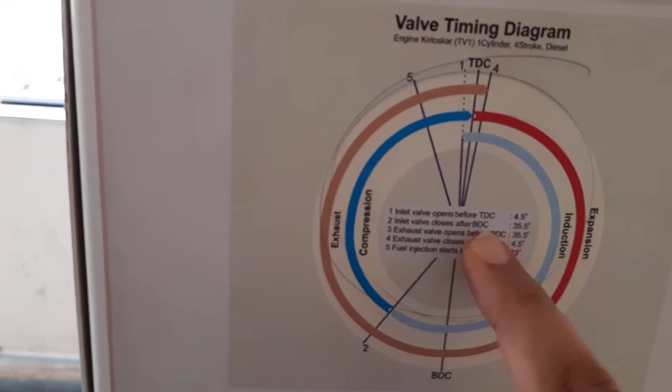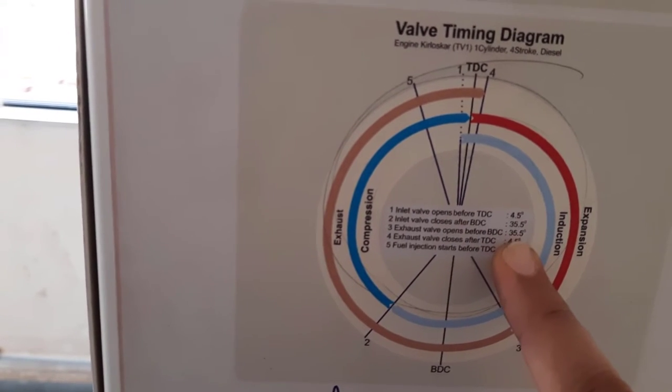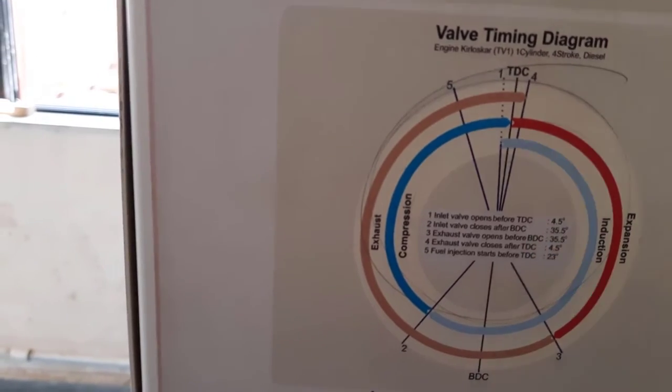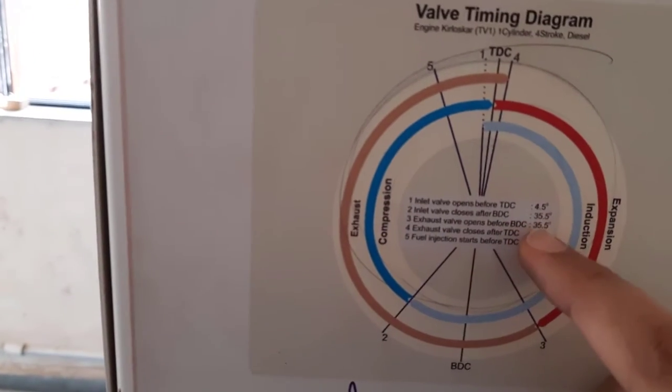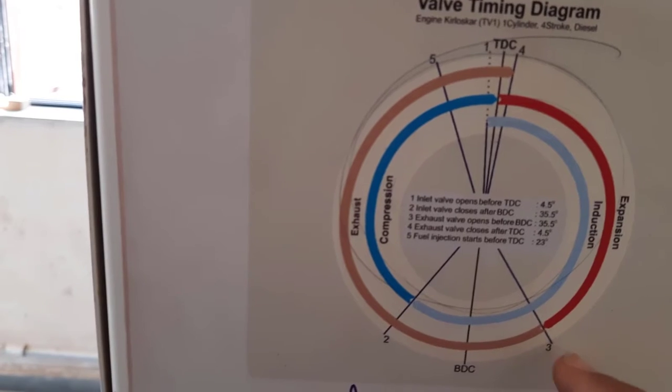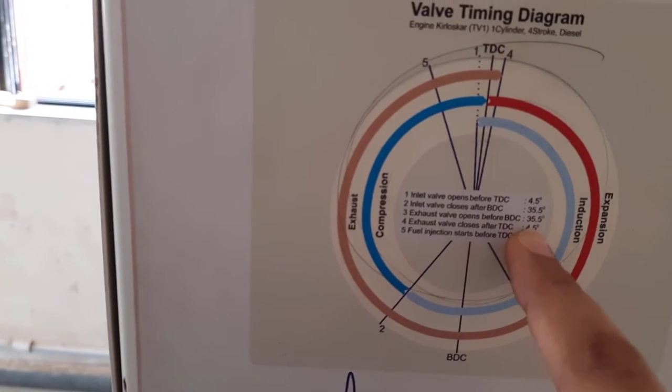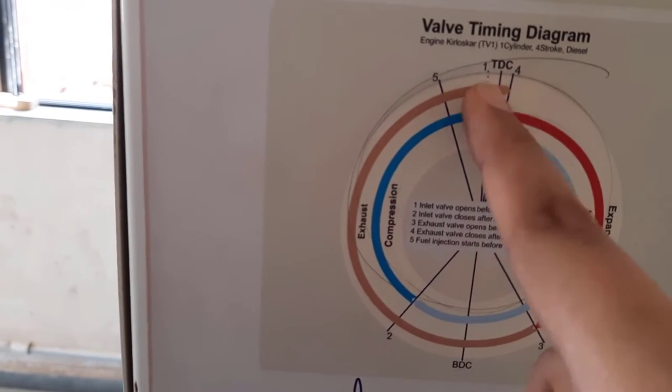Similarly, the exhaust valve is opening before BDC, right? The exhaust valve should not open before BDC, but it is opening 35.5 degrees before BDC. Okay, and when is the exhaust valve closing? The exhaust valve is closing 4.5 degrees after TDC.